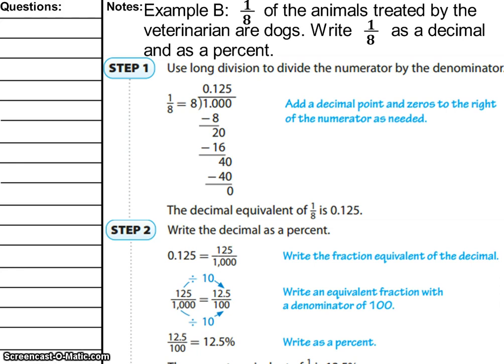And then you divide 125 by 10, and you get 12 and 5/10. So 1/8 written as a percent is 12 and 5/10%.